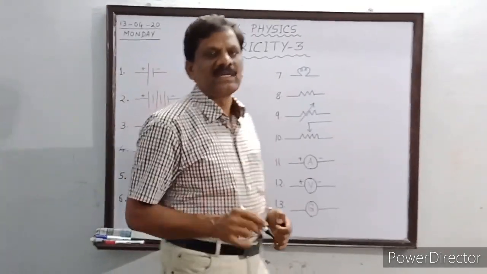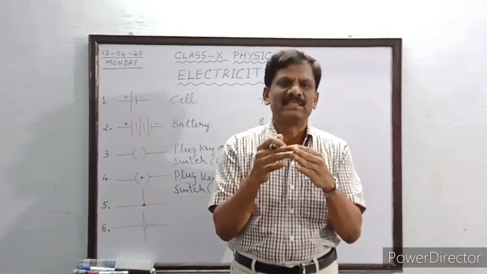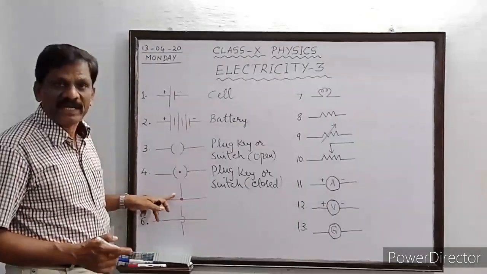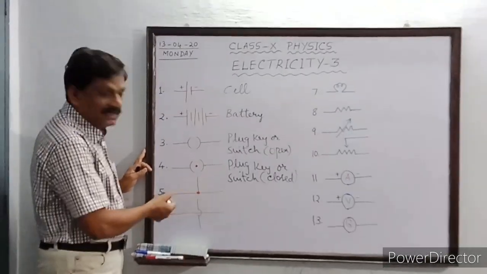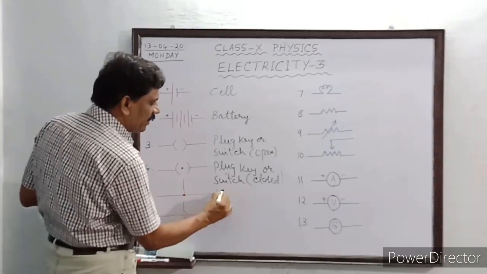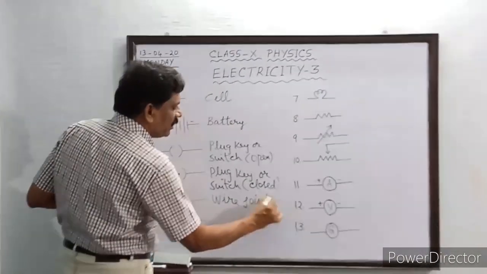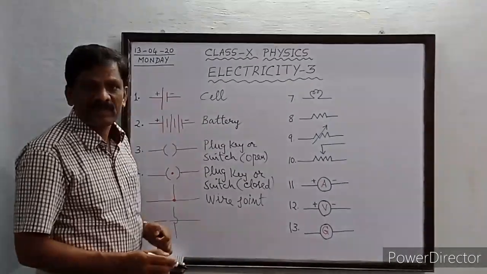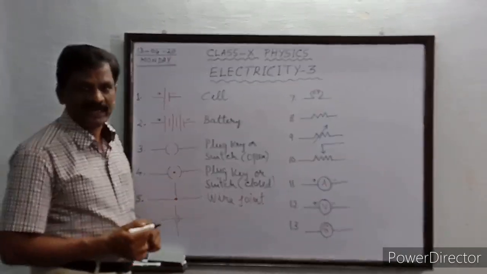Now in electrical circuits we can see many wires meeting at one point, which is called a junction. This is also called a wire joint. You can see that one wire is joined with the other wire. So this is called a wire joint. Are you all able to see the board? Is it readable? Is it clear? Good. So this one is a wire joint.